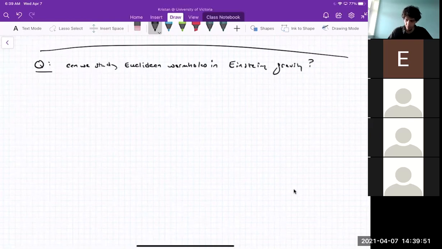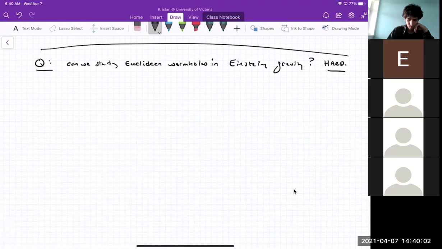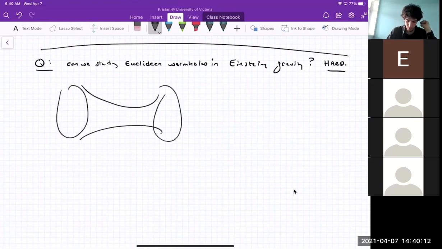And, a priori, it's not at all clear that we can do this in any meaningful way. The reason is, say we want to consider a scenario where we have Euclidean gravity and we want to have a wormhole that smoothly connects two boundaries, where the boundaries have the same topology as some black hole, like a spherical black hole in AdS.